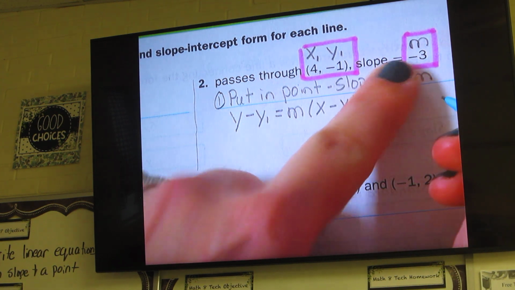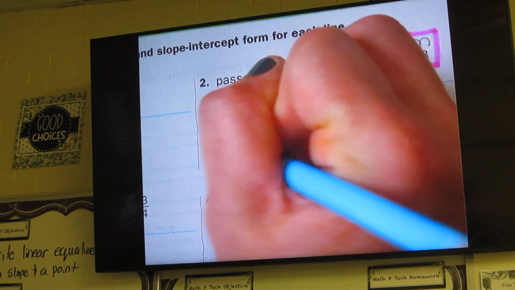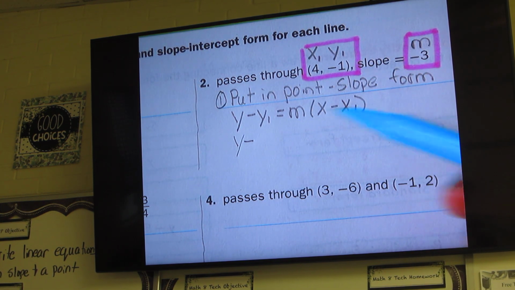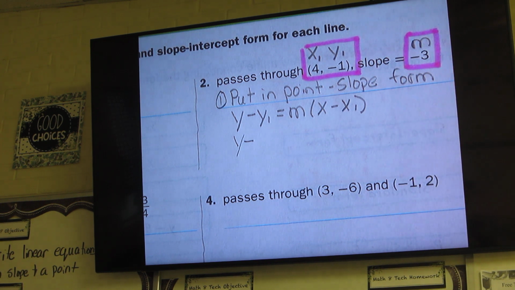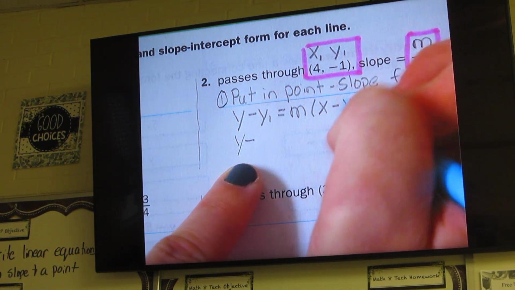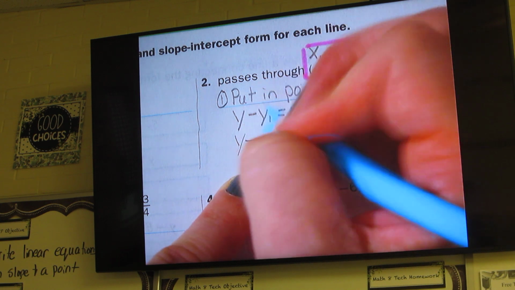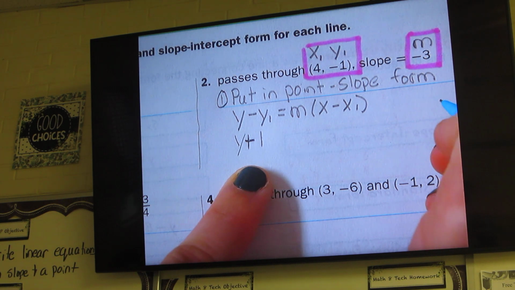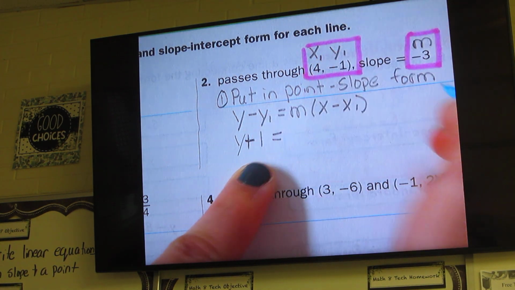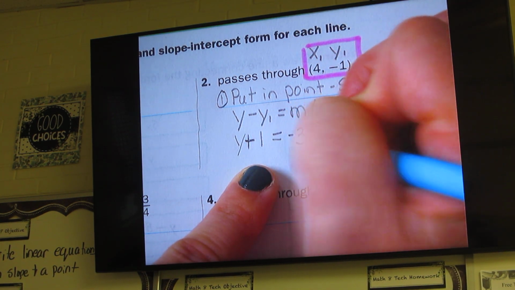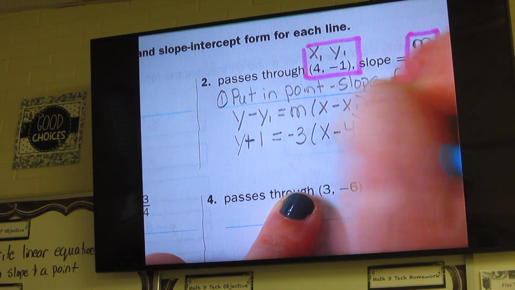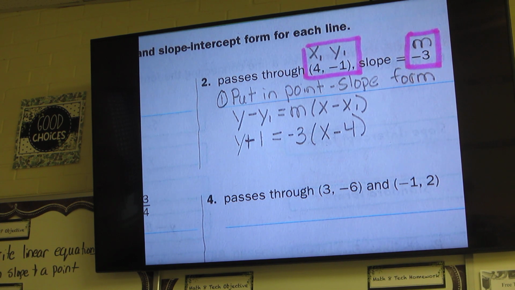I'm going to go grab my ingredients and put them into my recipe. What point slope form calls for is y1, x1, and m, so those are the things I'm going to find. So y minus a negative 1, because that's y1, but minus a negative turns into a plus. So instead of minus negative 1, I'm going to write y plus 1. m is negative 3, times x minus x1, which is 4. This is point slope form, but they want me to transfer it into slope intercept form.